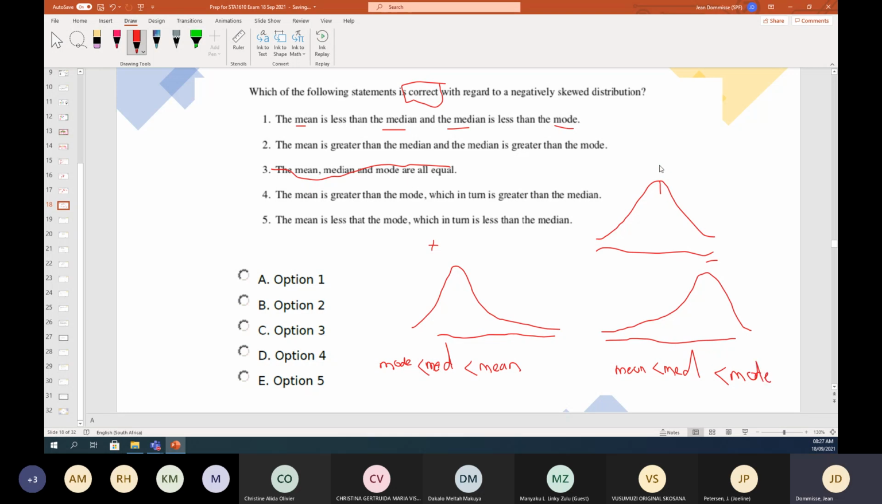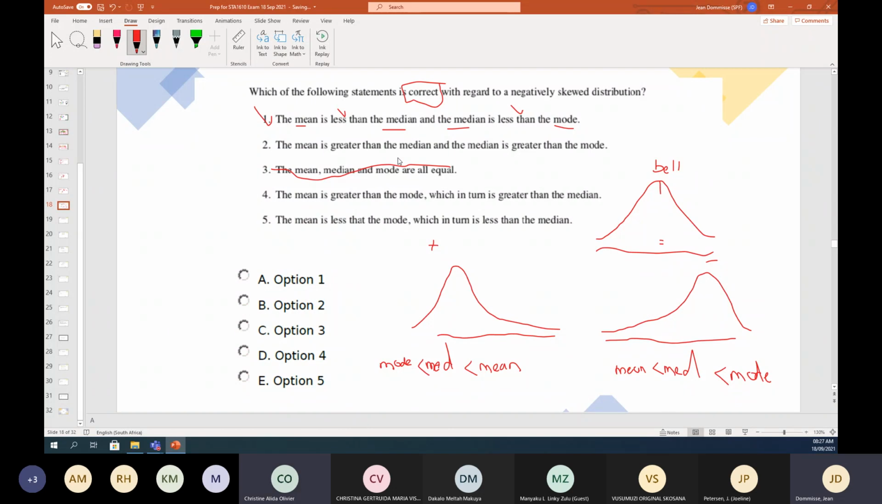Okay, and where it is the bell shape, mean, median, and mode is all equal. So the mean is less than the median, that's correct, and that is less than the mode. Okay, so that one is definitely then correct. Let's just look at the other ones. The mean is greater. So, Jean, yes.